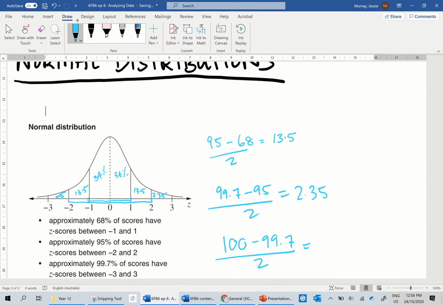Yep, you do. So as soon as I get a normal distribution question in my HSC, I would draw my little bell curve and put all those numbers in. You got two options. Remember the numbers off by heart, or remember how to calculate it based off this information that you get on your reference sheet.